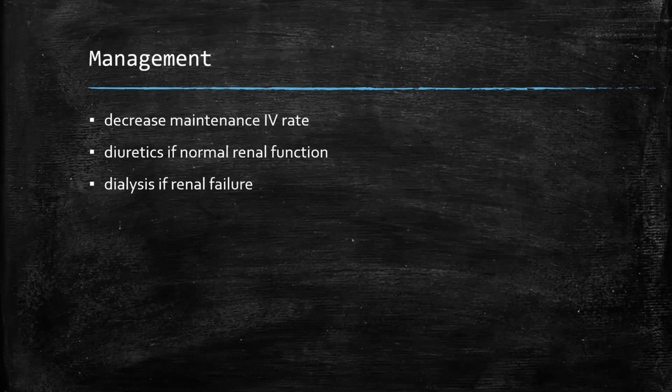And the management of a hypervolemic patient, once you understand that they're hypervolemic, is generally pretty straightforward. The simplest thing you could do is decrease their IV rate, and that might be sufficient for some patients. Other patients are going to need diuretics if their kidneys are working. And then lastly, if you've got a patient who's in renal failure or is already a dialysis patient, the only way you can get the volume off is to dialyze them.